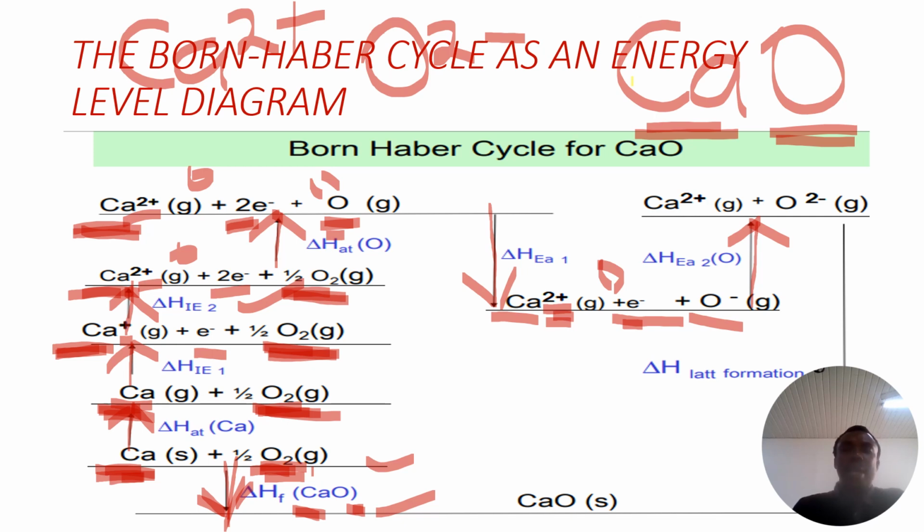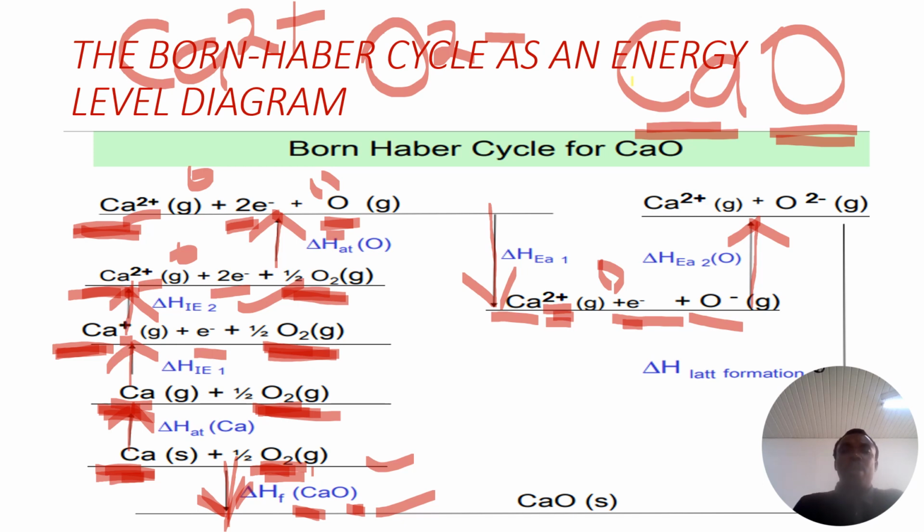As you can see, the arrow is moving upward, which is an indication that it's an endothermic process. The second electron affinity is usually endothermic. The reason is because you are adding an electron to a negatively charged ion.